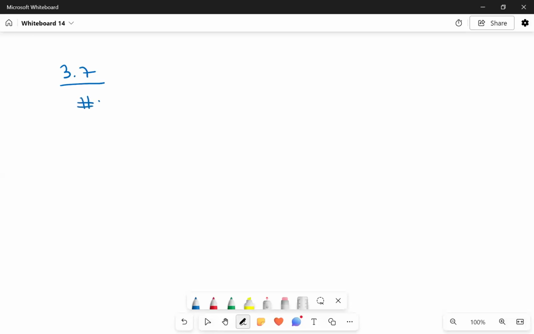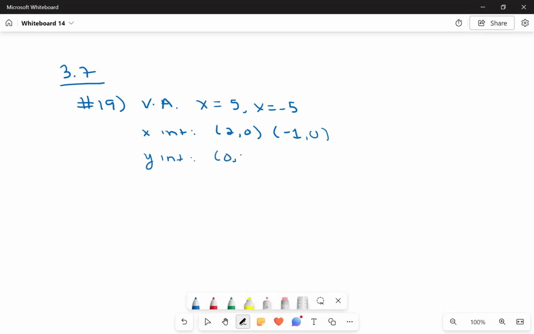Number 19. Write an equation for the rational function. So the vertical asymptotes at x equals 5 and x equals -5. X intercepts at (2, 0) and (-1, 0). Y intercept at (0, 4). Okay. And that's it? That's all the information? Number 19.